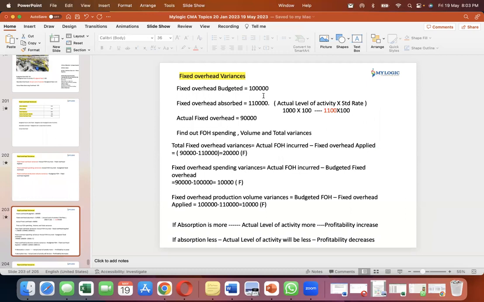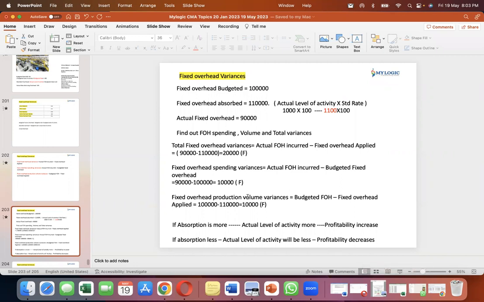We gave an example. Budgeted is 1 lakh, 1,10,000 is absorbed and actual is 90,000. We identify the spending variance, which is actual minus budget: 90,000 minus 1 lakh, we get 10,000. Favorable or unfavorable? Because actual is less, we call it favorable.